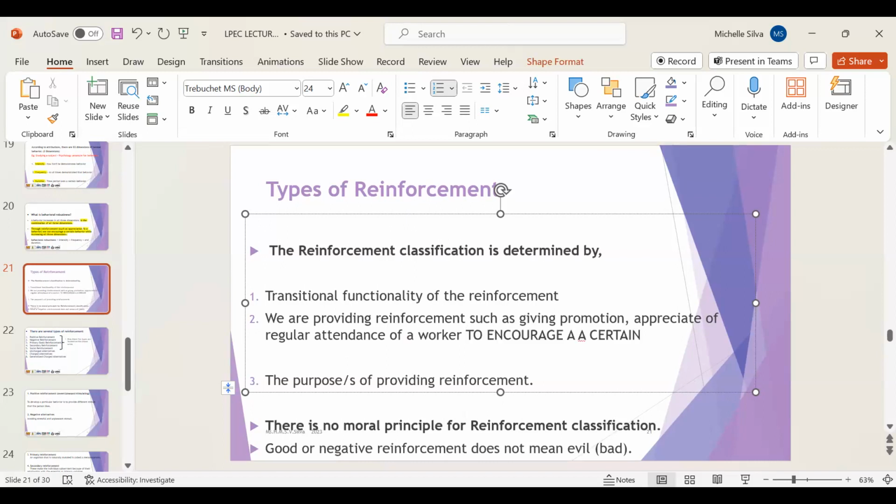Always please do remember, my dear students, reinforcement is provided for what? To encourage a certain behavior.